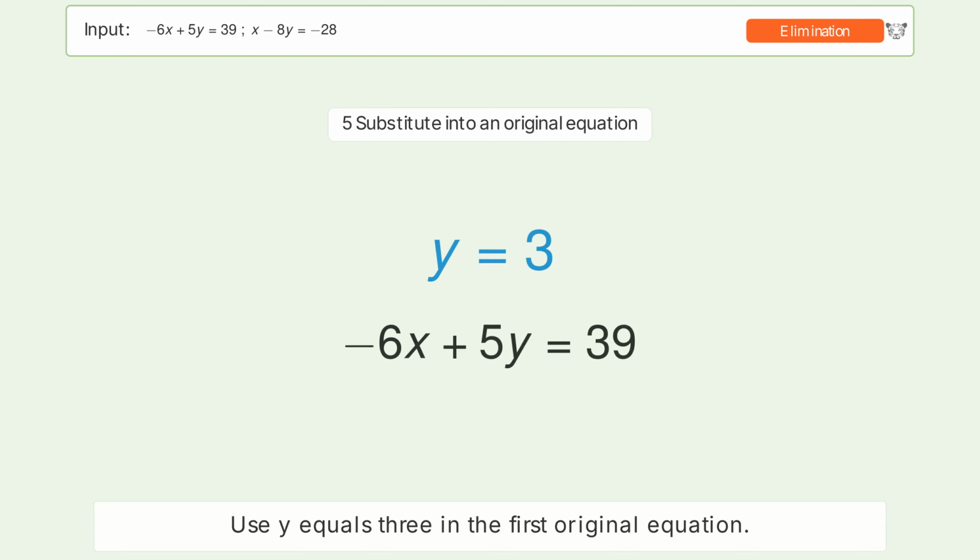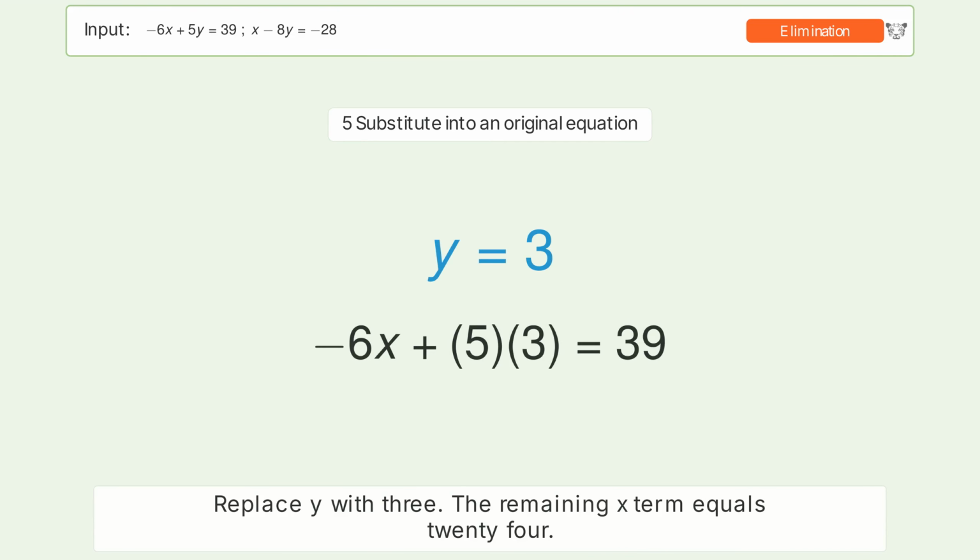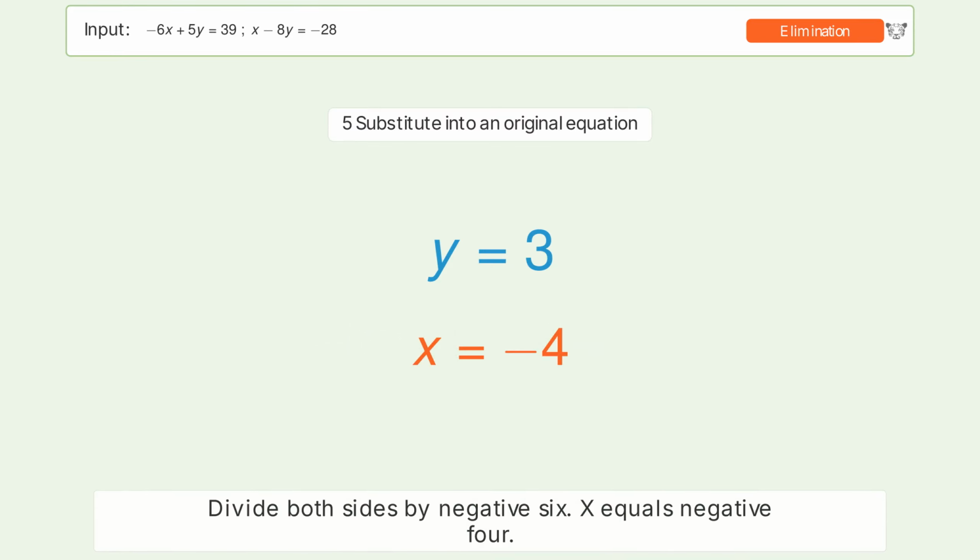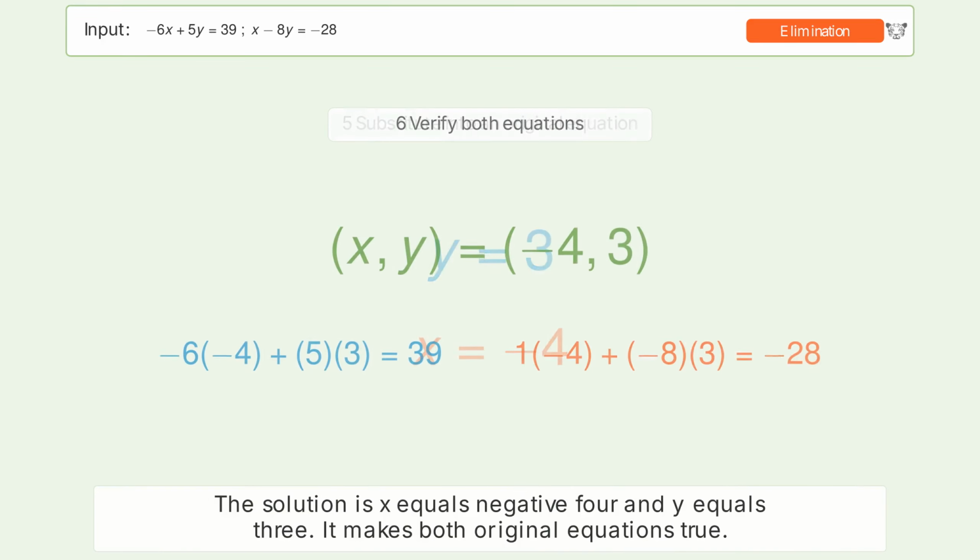Use y equals 3 in the first original equation. Replace y with 3. The remaining x term equals 24. Divide both sides by negative 6. x equals negative 4. The solution is x equals negative 4 and y equals 3. It makes both original equations true.